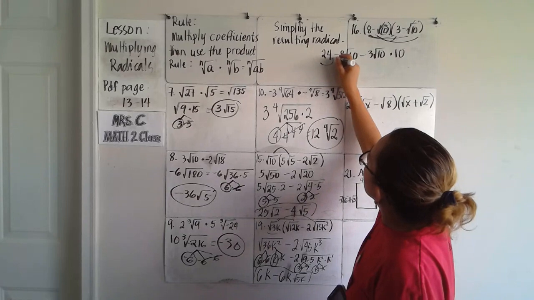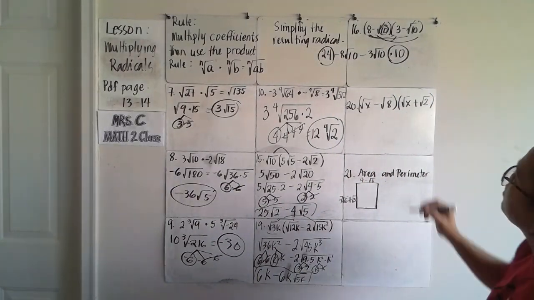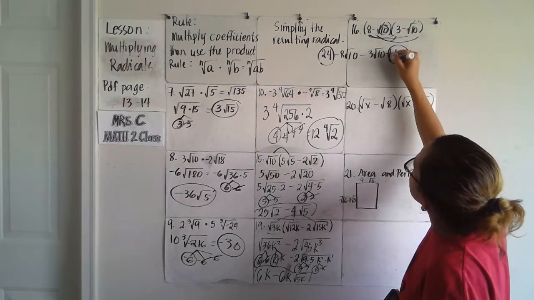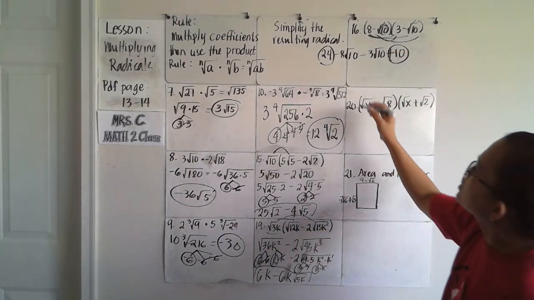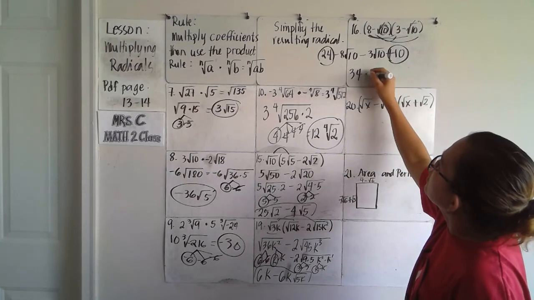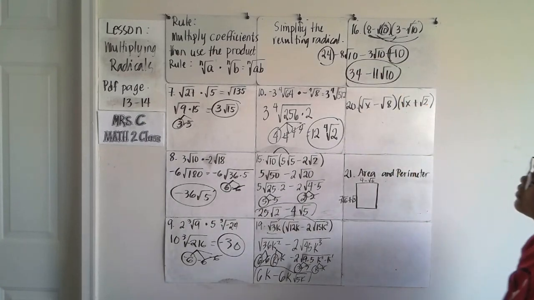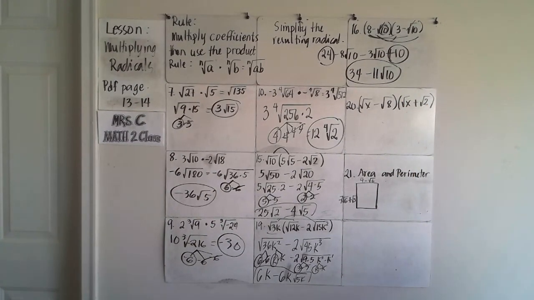Next, 24 plus 10. This will be plus sign. That would be 34, and then negative 8, and then negative 3 will give you negative 11 square root of 10. So that's the answer for that number 16.